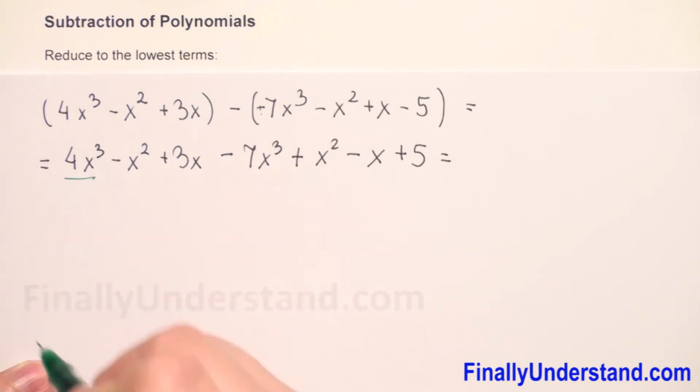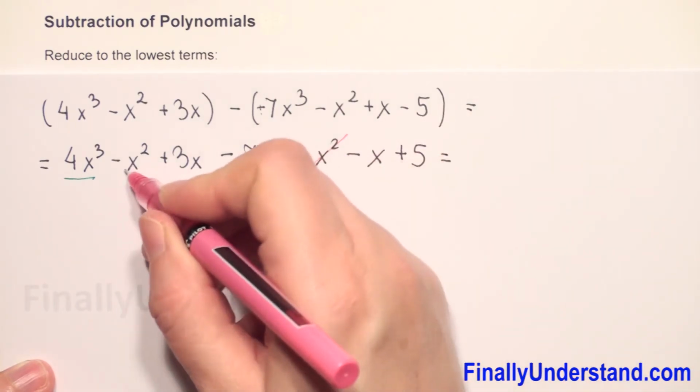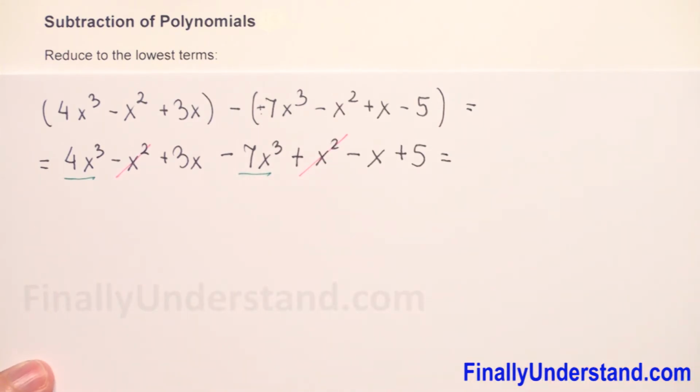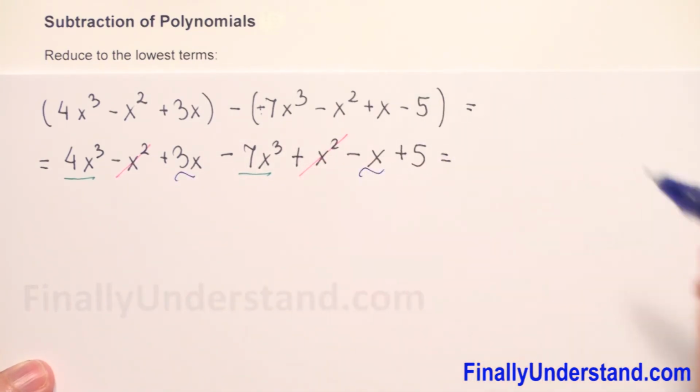We have 4x cubed and negative 7x cubed, and we have negative x squared and positive x squared, so we can cancel out. That will be 0. And we have 3x and negative x, and we have one constant only. So let's start from the highest power.